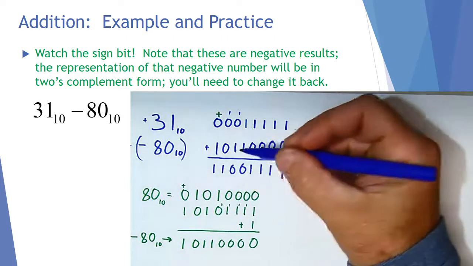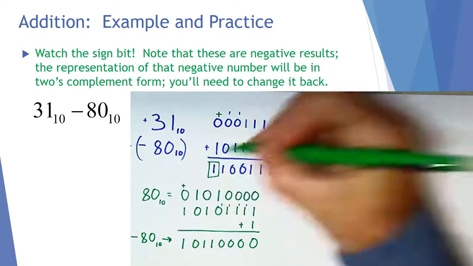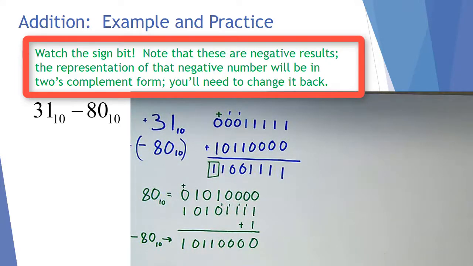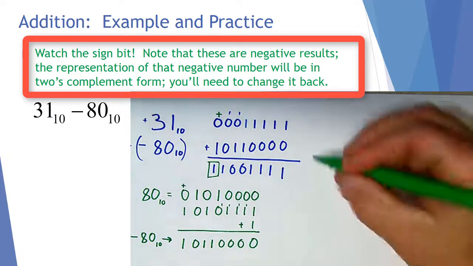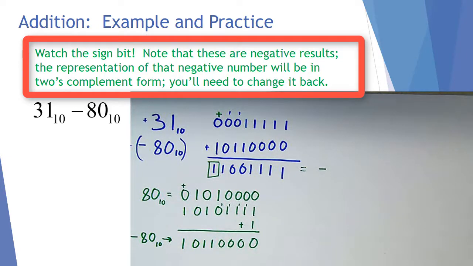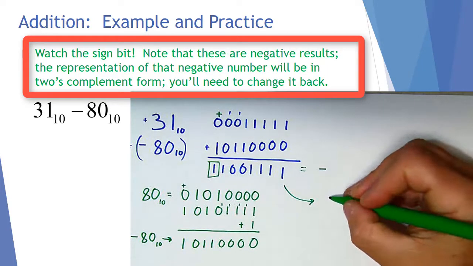Okay, here's our result. Notice what we got. Is our result positive or negative? Well, our sign bit says that our result is negative. Therefore, we can't interpret this directly. We need to recognize that it's a 2's complement and change it back. So we know that our answer is equal to negative something, but negative what? Let's work that out. Let's take the 2's complement.